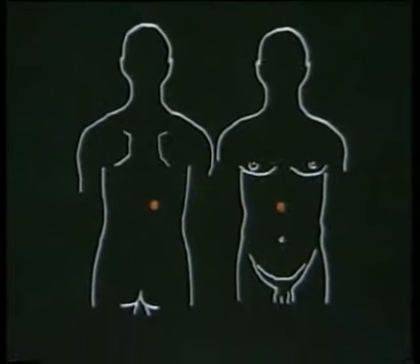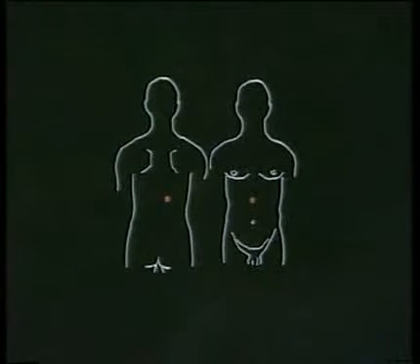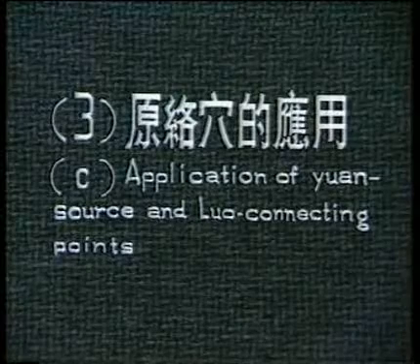Each Zangfu has its corresponding shu point and mu point. Mu points are located in the chest and abdominal region, while shu points are on the back. The shu and mu points, when used in combination, can treat corresponding Zangfu disorders. For example, the front mu point Zhongwan, Ren 12, and the back shu point Weishu, bladder 21, the mu and shu points of the stomach, may be selected for stomachache.